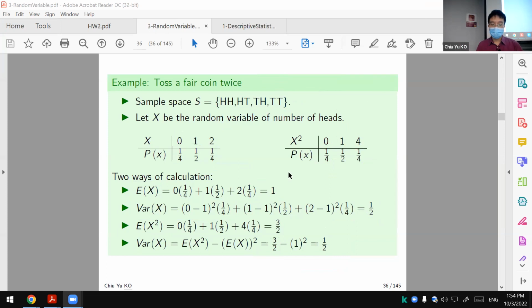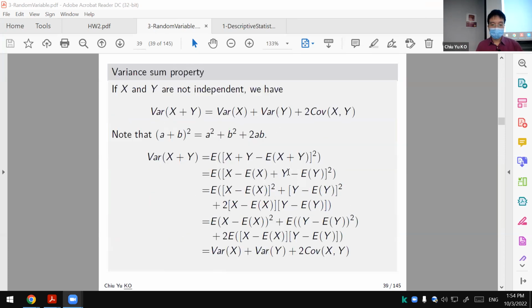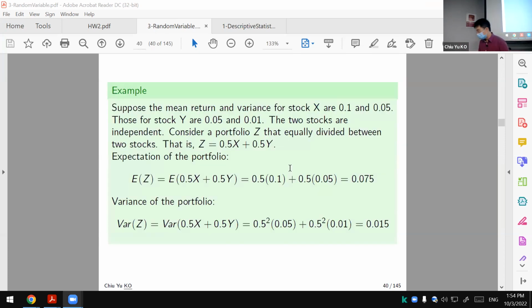Now, let's go into the proof. I want to finally convince you that what we are doing is useful.